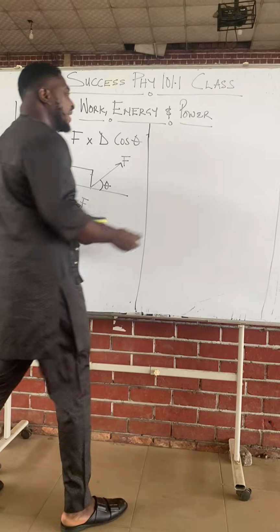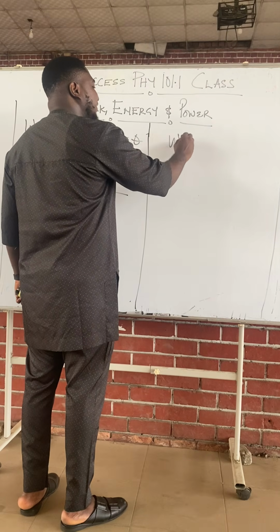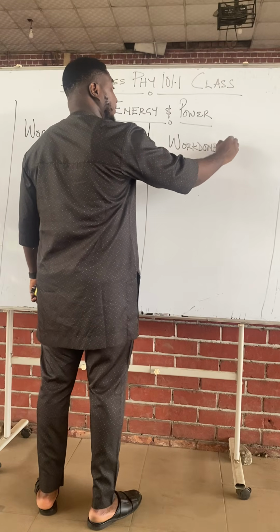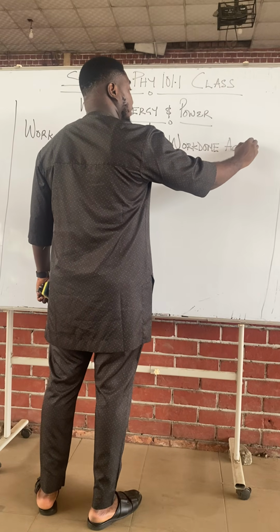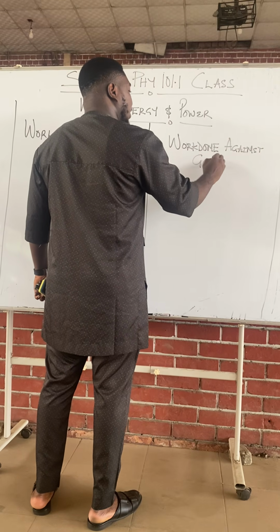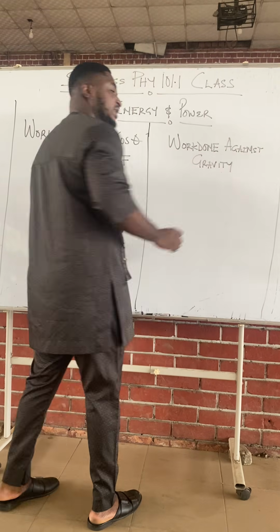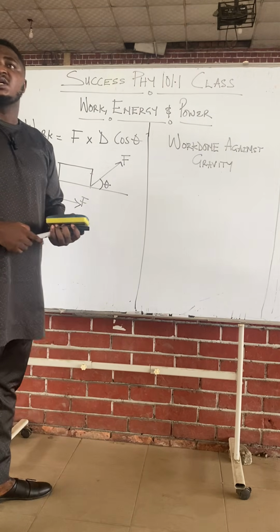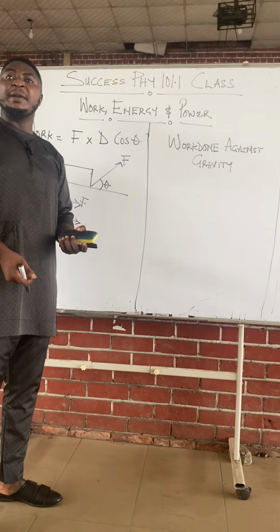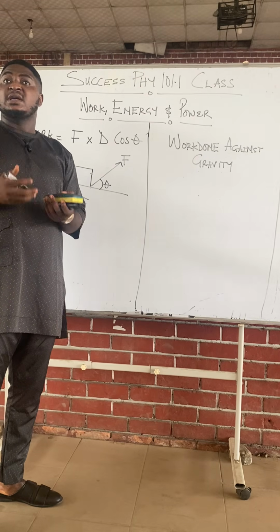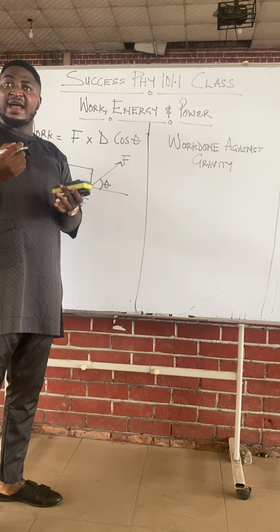But class, we have another case scenario. You can write down work done against gravity. This is the work done in pulling a body up against gravity, because when you're moving a body up, that body is definitely going against gravity.